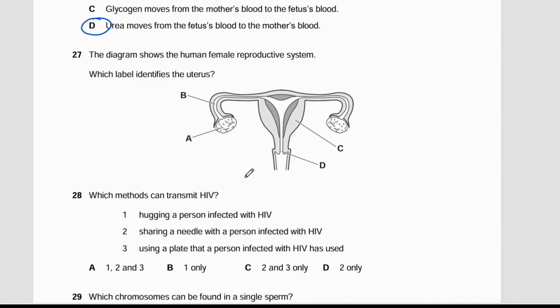Which method can transmit HIV? Number one, hugging a person, no. Sharing a needle, yes. Using a plate that a person infected with HIV has used, no. So the only answer is 2.